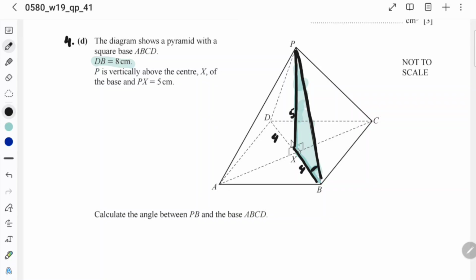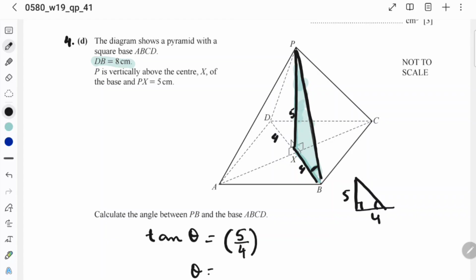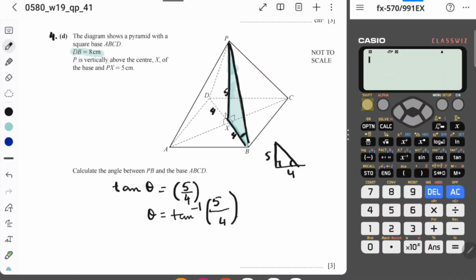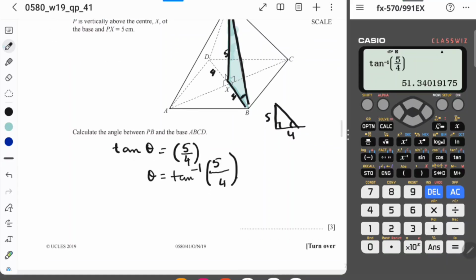Obviously we'll take tan because 4 and 5 are there and this angle is required. So tan theta is equal to 5 upon 4, O over A. So theta is equal to tan inverse 5 upon 4. Use your calculator: shift tan inverse 5 over 4, that is equal to 51.34, meaning 51.3 degrees.